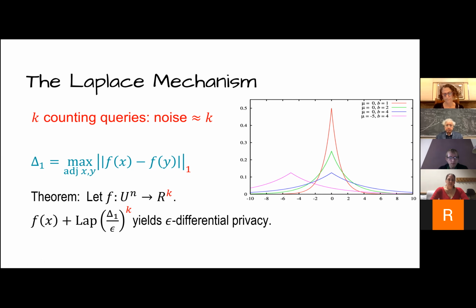Okay, great. K counting queries in this case would correspond to having to add noise that's scaled to now k over epsilon, or k when epsilon is a constant.